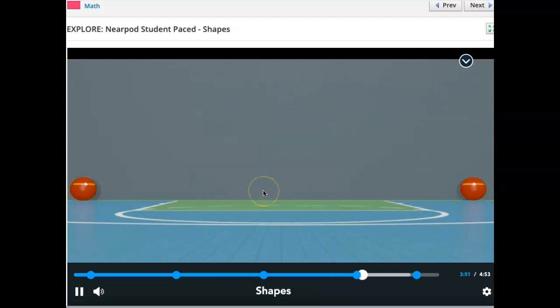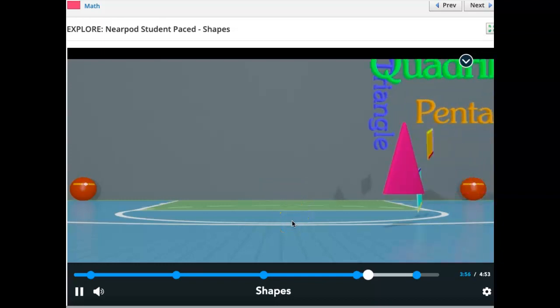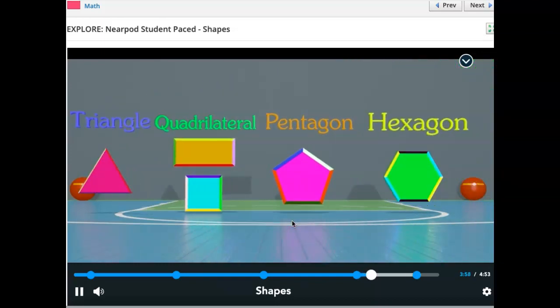But how are we going to remember all these shape names? We've learned so many. Let's make a list to help us remember everything we've learned. Here we have a triangle, quadrilateral, pentagon, and a hexagon.